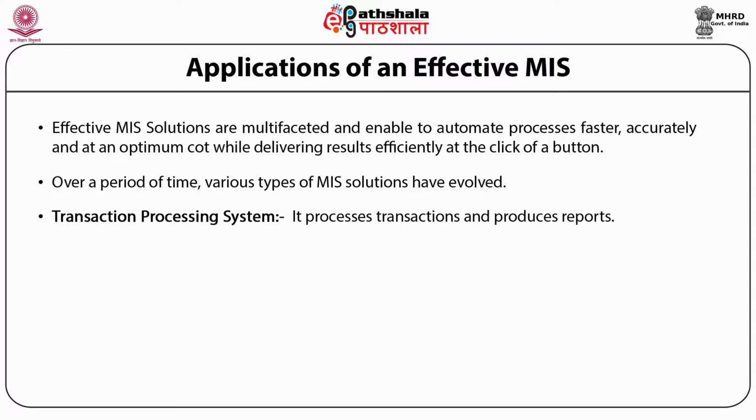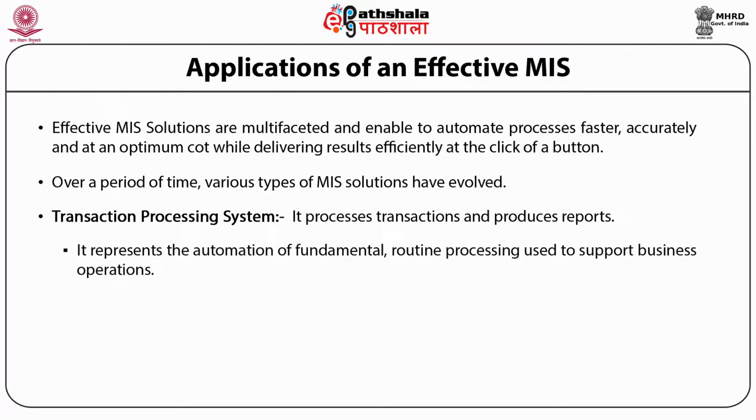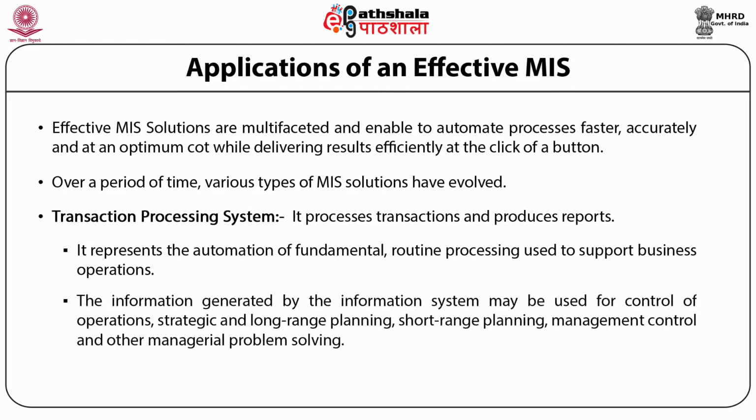It processes transactions and produces reports. It represents the automation of fundamental routine processing used to support business operations. The information generated by the information system may be used for control of operations, strategic and long-range planning, short-range planning, management control, and other managerial problem solving.